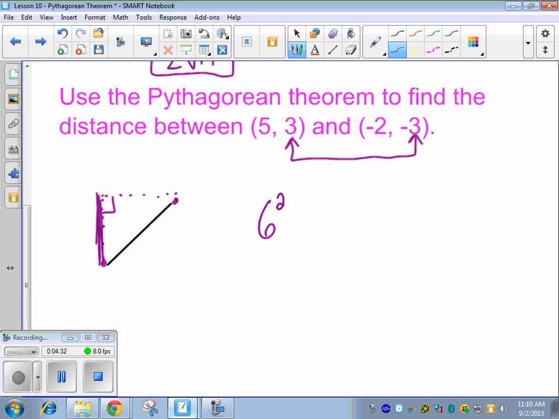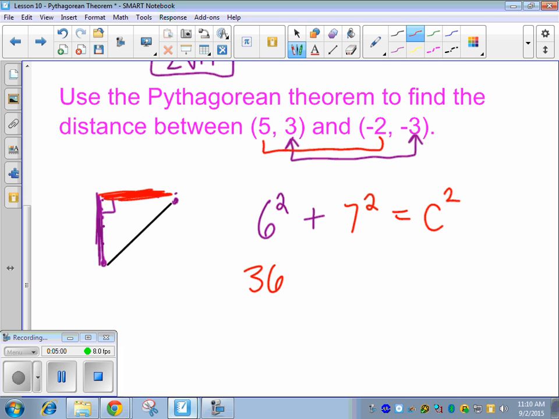So we actually have 6 squared plus. Now we find the distance between the x's. If I were to go from here to here, that's the distance between the x's, because you're going across like that, okay? How far is it from 5 to -2? 7. Okay? So we have the change in y and the change in x, so we have a squared plus b squared equals c squared. So 36 plus 49 equals c squared. What is that, 85? Okay? Square root both sides.